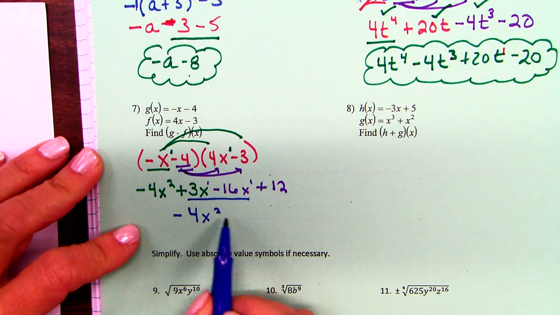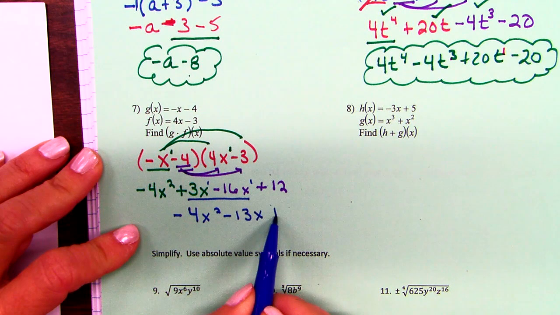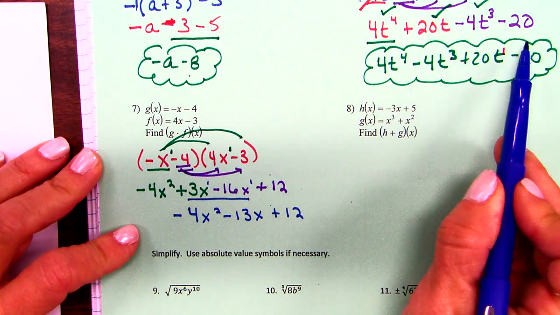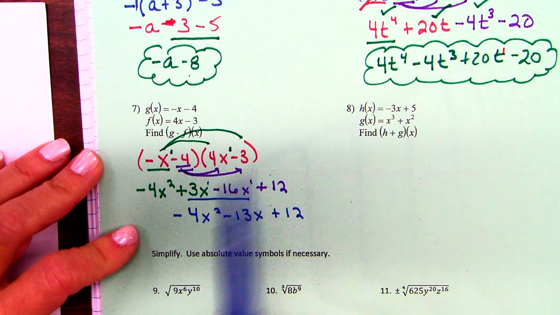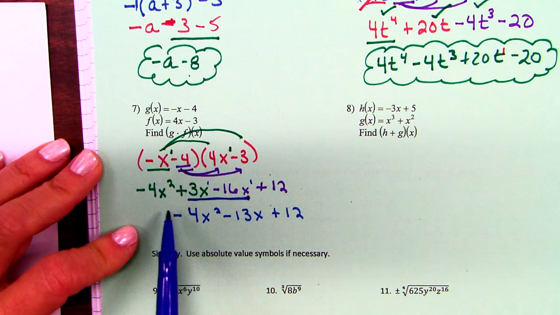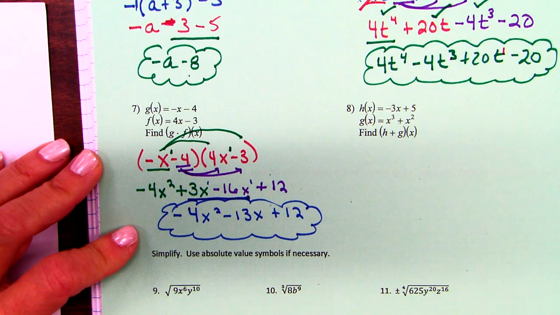3 minus 16 is negative 13. We didn't have to do that in the last problem. There were no like terms to combine. We just had to put it in standard form. But here, we have two terms that can be combined. Our answer is now in standard form as well, so that would be the end. Good.